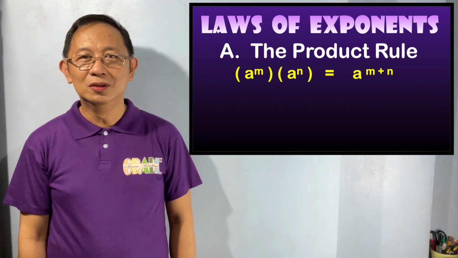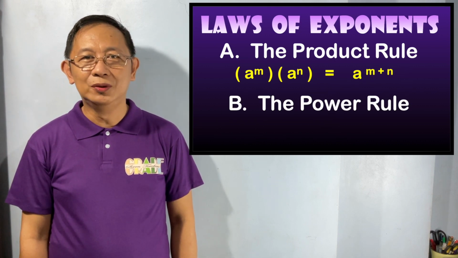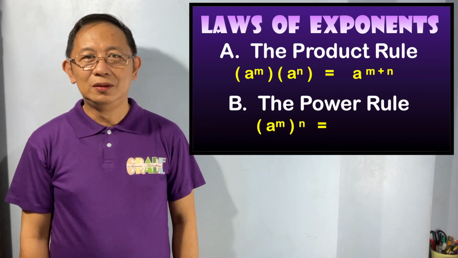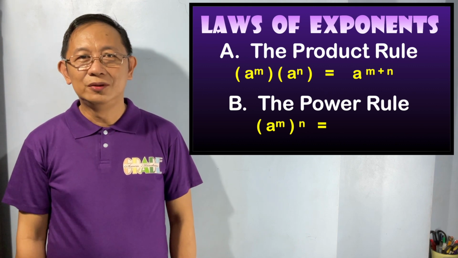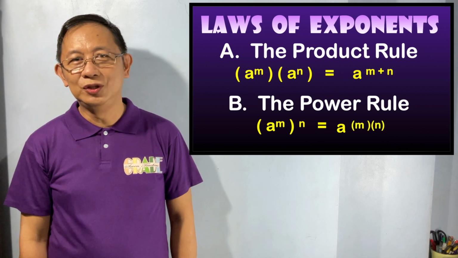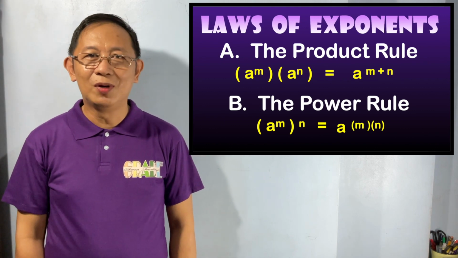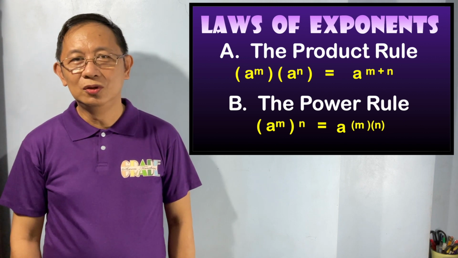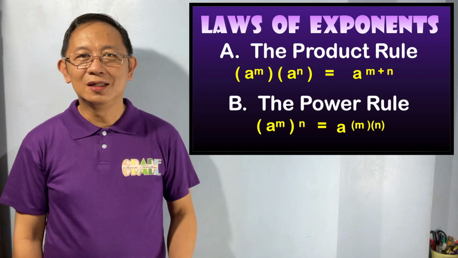The second law is the power rule. The power rule states that a raised to the m power raised to the n power is equal to a raised to the m times n power. So dito sa power rule, dito tayo multiply ng exponents. Sa product rule, we add the exponents. Sana clear yan sa inyo.